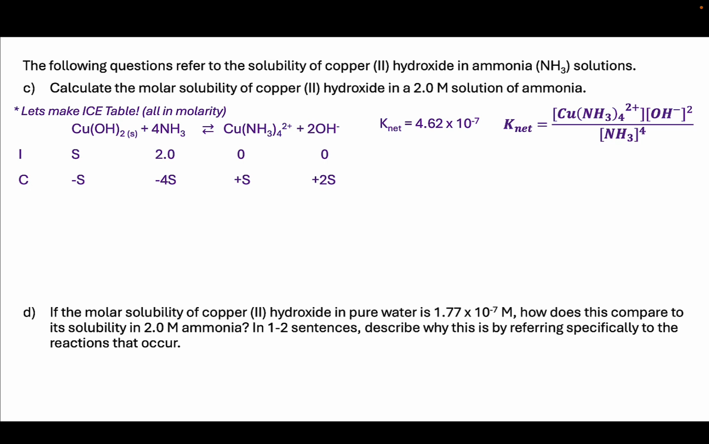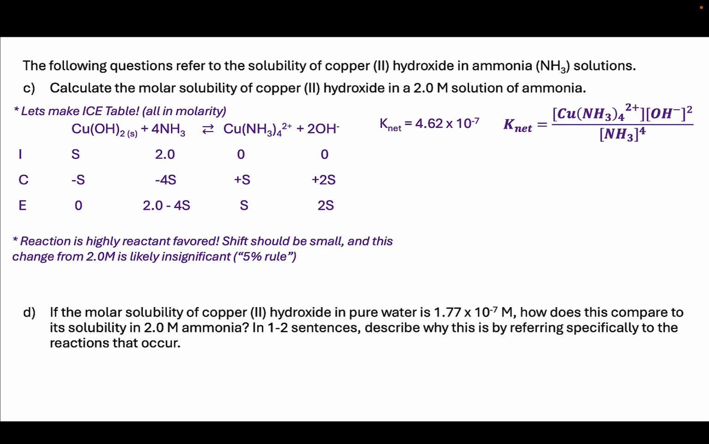What's the amount that's going to dissociate to get us to equilibrium? Therefore, if S copper(II) hydroxide dissociates, 4S of the ammonia will be consumed, S of the complex and 2S of the hydroxide will form. Equilibrium is just I plus C. The C row is the challenging part, and we're left with the following. Now, note that this reaction is highly reactant favored. It's got an exponent of 10 to the negative 7, and therefore we should expect this shift is going to be small, as most will still remain on the reactant side.